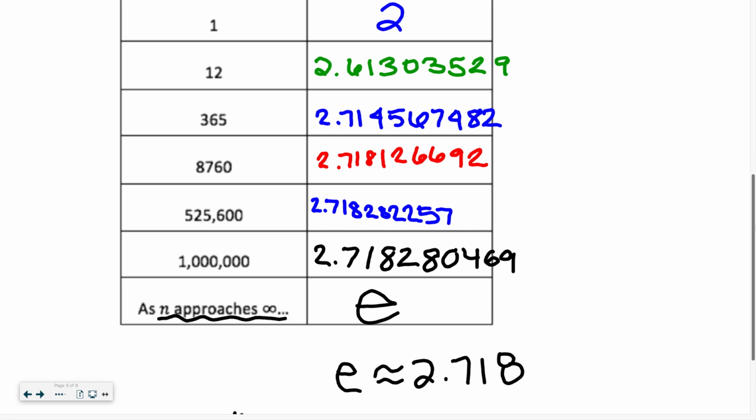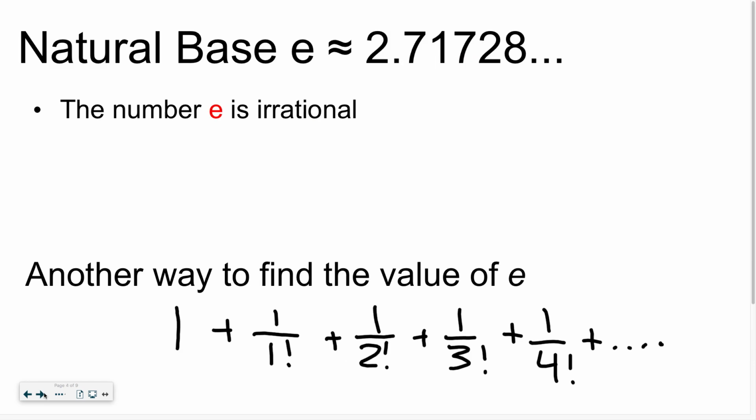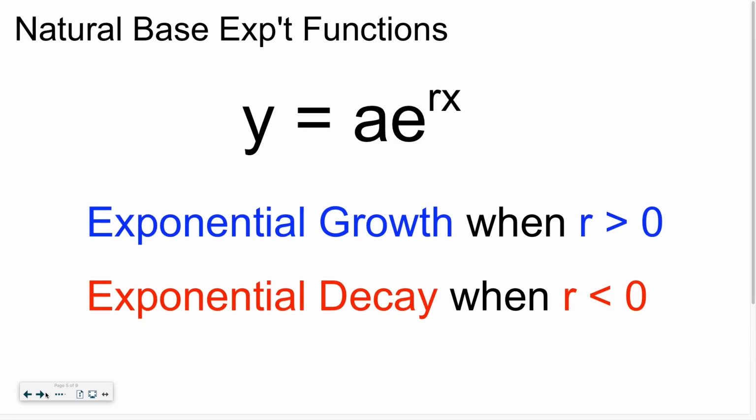But these are just saying, instead of compounding every month, let me compound every day, let me compound every hour, let me compound every minute, let me compound every nanosecond. At some point, it doesn't matter how much faster I compound. It's just getting closer and closer to this 2.718. So that's what we mean when we say natural base. I always tell people, think about nature. It's just what's happening in nature.